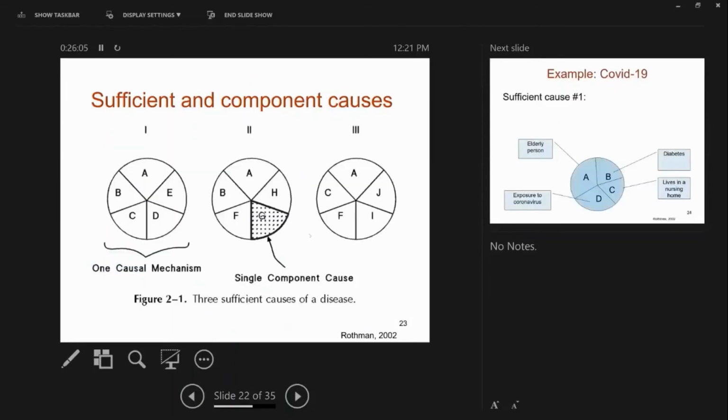This would be a beautiful method for heart disease, for cancer, for COVID-19, whatever it is you want to think about. One causal mechanism is a sufficient cause. It may have 4 components, 5 components, 8 components, 16 components, doesn't matter, right? So you understand how this is shaping up.